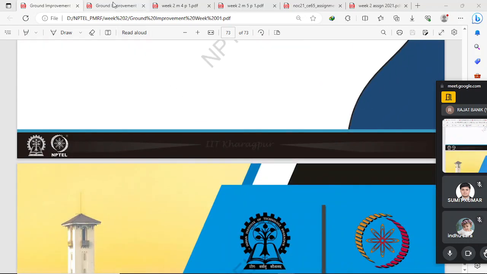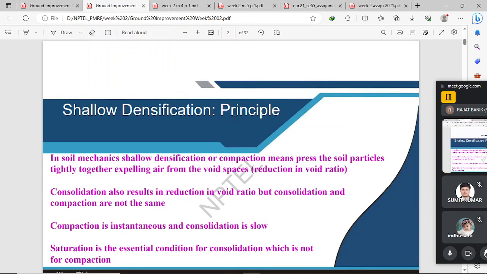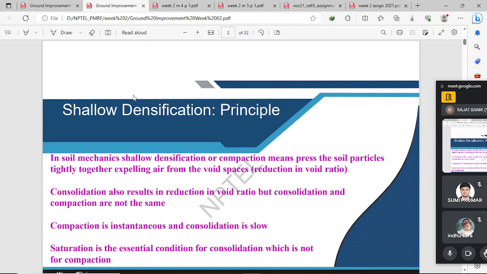Now we start the week 2 lecture plan, which is conducted by the sir, and I am just discussing it slide by slide. We start with week 2, lecture module, week 2, lecture 1. We start with another type of ground improvement technique, which is nothing but shallow densification. We start with its principle.